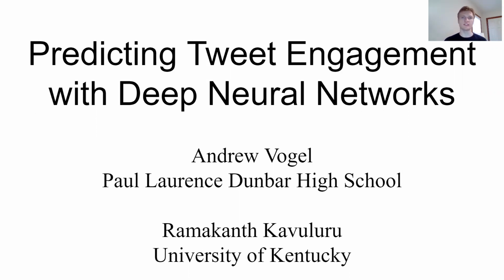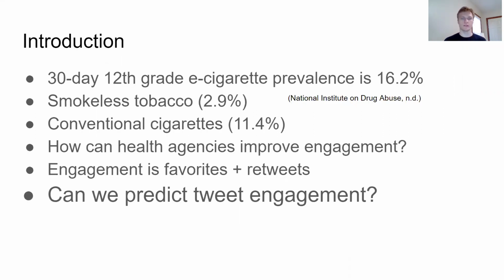My project is predicting tweet engagement with deep neural networks. The 30-day prevalence of e-cigarette use among 12th graders is 6.2%. Conventional cigarettes is 11.4%. How can health agencies improve engagement on Twitter, where engagement is favorites plus retweets? Can we use interpretable models to predict tweet engagement and extract features that are indicative of an engaging tweet?